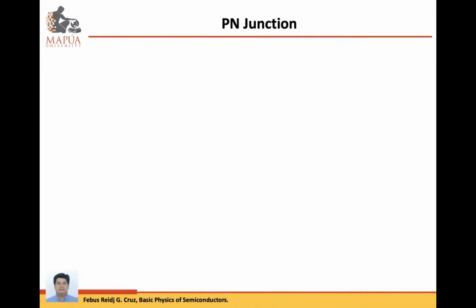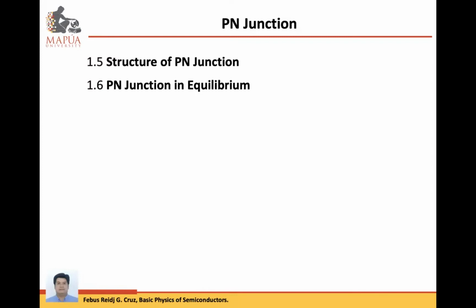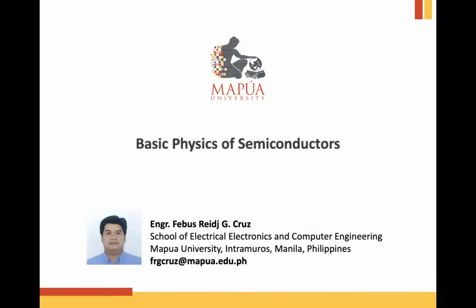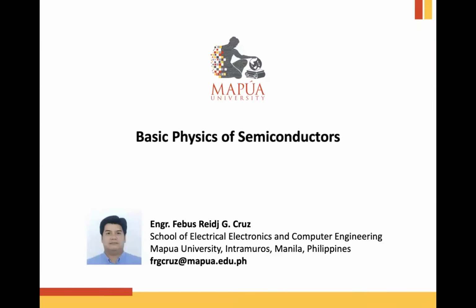Then for the p-n junction, we'll present the structure of the p-n junction. Then we'll describe the p-n junction in equilibrium. Then what happens to the p-n junction under forward bias, what will happen under reverse bias, as well as what will happen to the p-n junction under the breakdown condition. Those are the expected topics under basic physics of semiconductors.